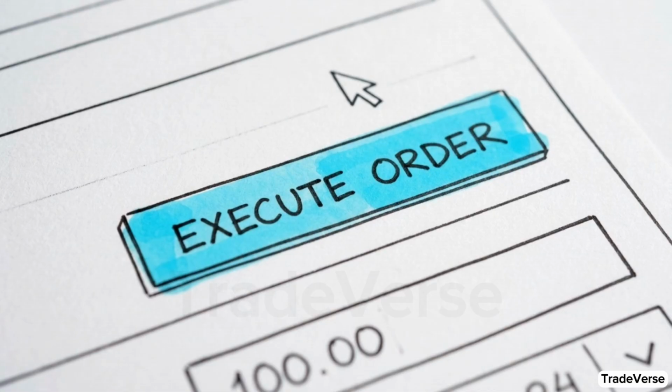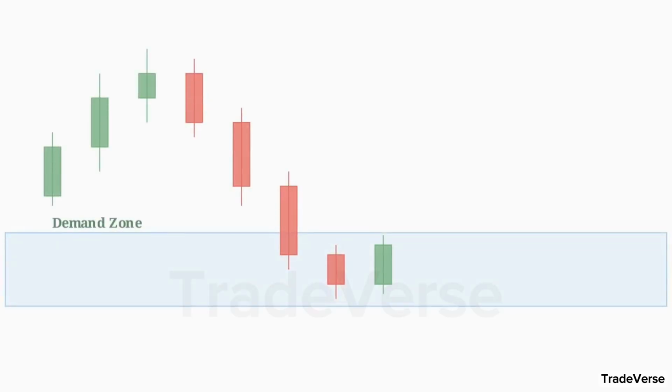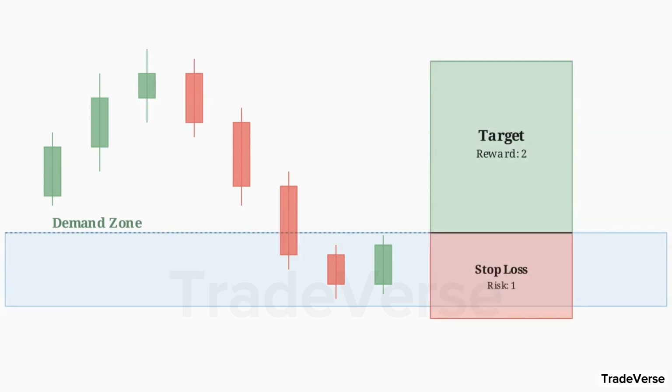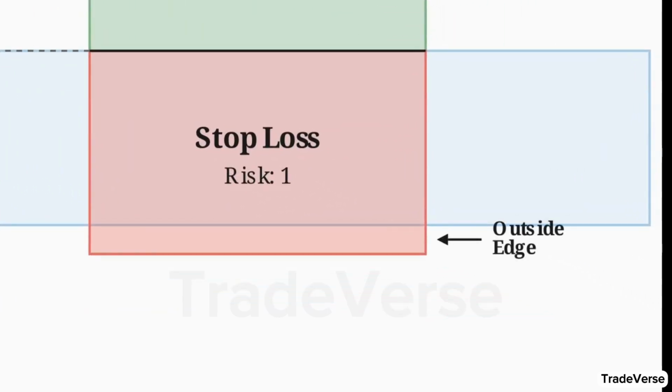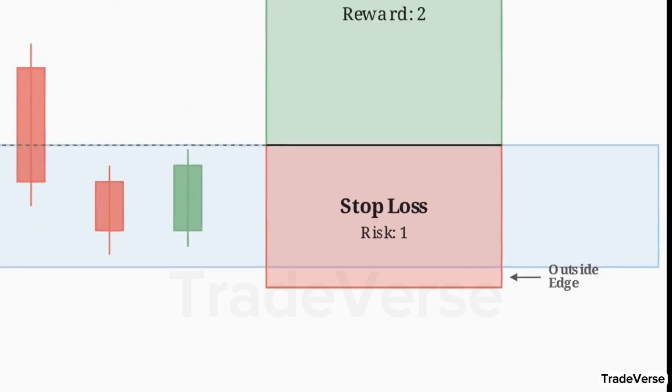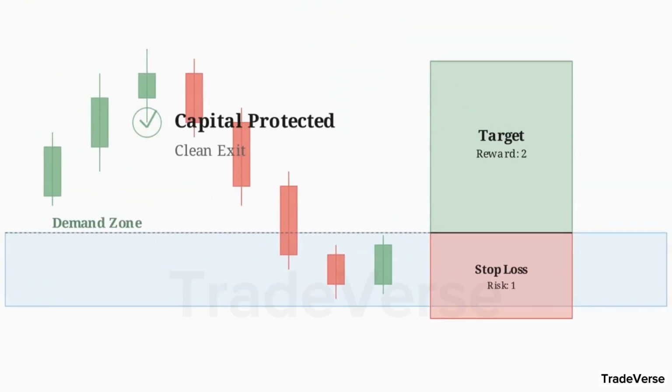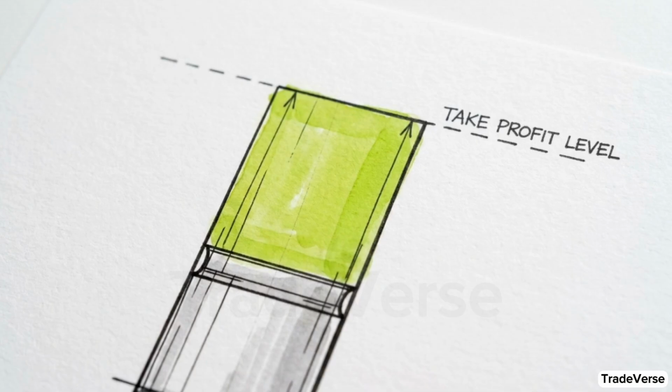With the reversal confirmed, you place your limit entry order at the very beginning of the confirmed zone. This chart shows exactly how to structure your risk. The red stop-loss section is placed just on the outside edge of the zone. If the setup fails, your capital is protected and you exit the trade cleanly. Set your initial profit target by using a strict 1-to-2 or 1-to-3 risk-to-reward ratio, aligning the target with the next key structural level on the chart.